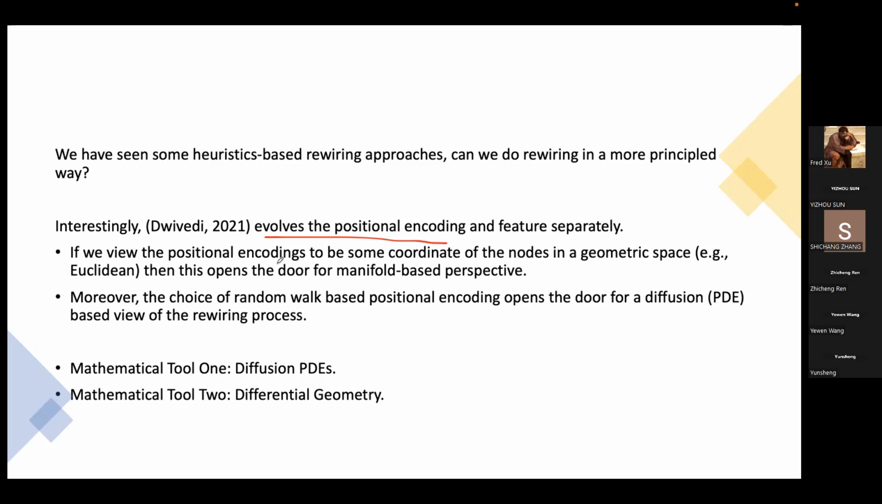So naturally, this positional encoding implies a geometric perspective on the graph problem. This opens the door for the manifold-based perspective. And then the random walk is an operator, as we shall see. It's like a discrete diffusion process. So this also opened the door for the theory of PDEs to be introduced. Here, there are two mathematical tools we use to formalize this graph rewiring problem in a more theoretical fashion. First would be the diffusion PDEs, and the second one would be differential geometry.